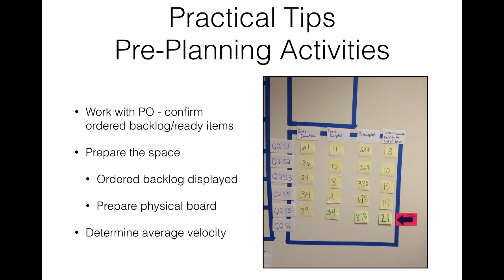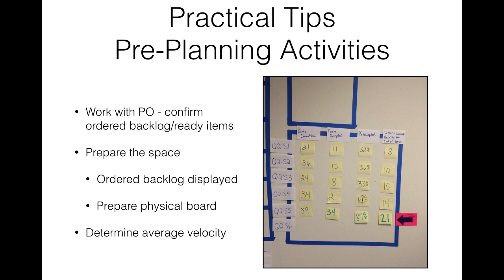Work with the product owner and confirm that their priority is set for the product backlog. Make sure that the items in the top of the priority, in the top of the backlog, are all in ready state. If not, you might need to conduct some additional grooming in order to prepare for sprint planning. Remember, we want to have at least a sprint and a half's worth of work fully groomed in ready state on the product backlog at all times.